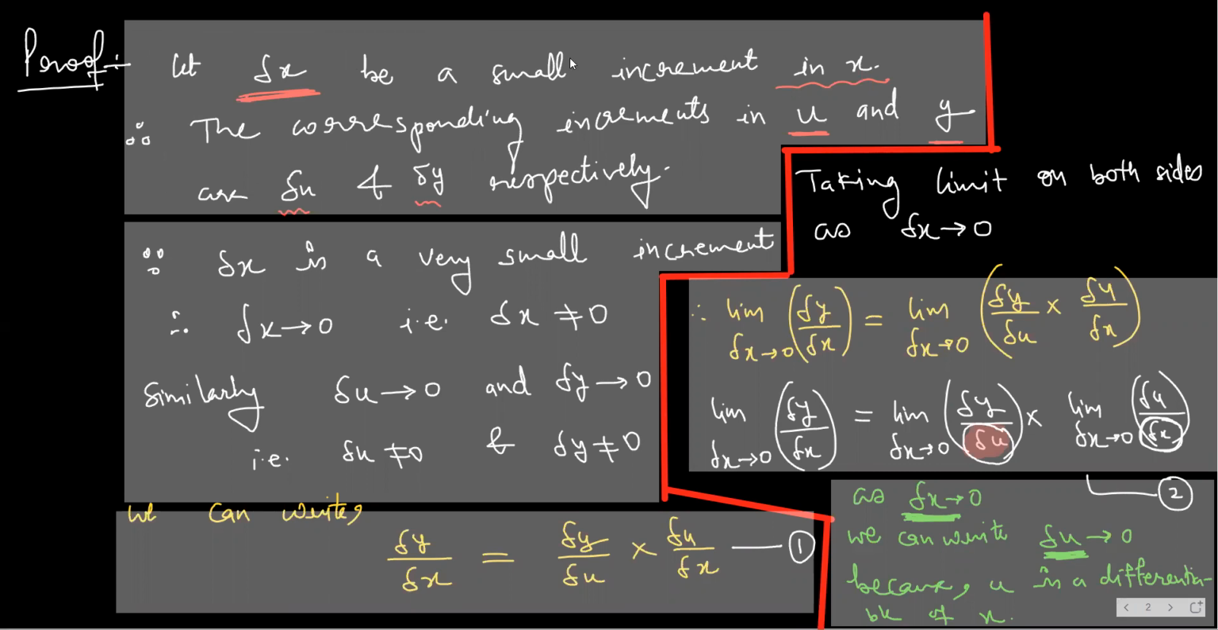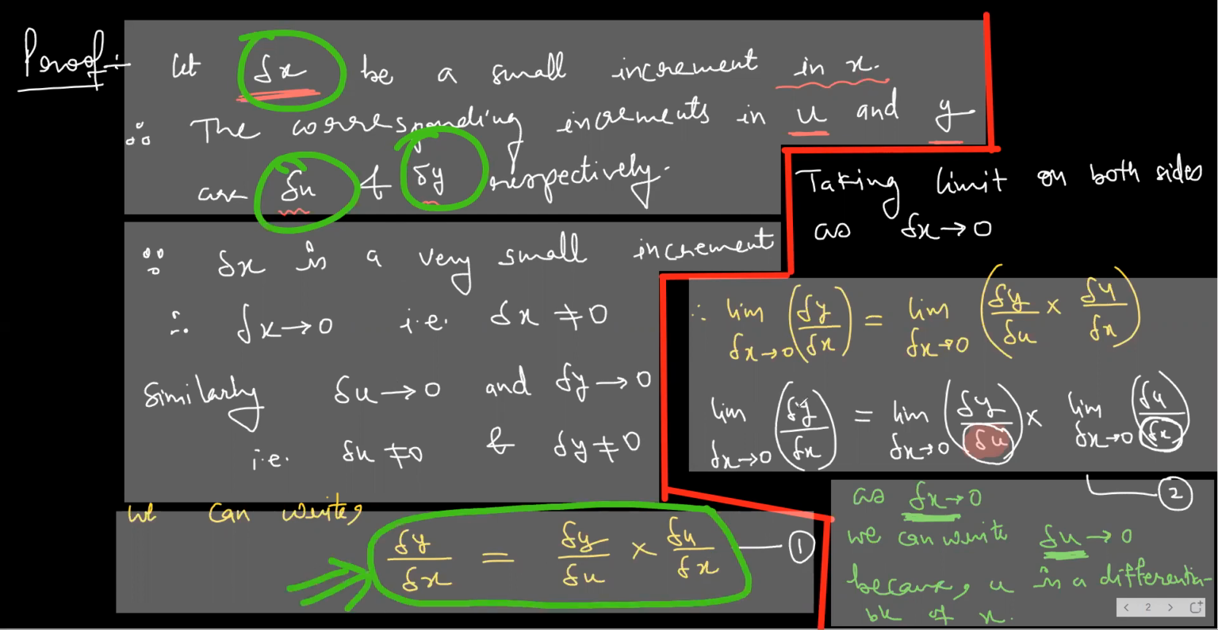The first step was to realize the basic variable, which was delta x. So you assume a small increment delta x in x. For that, the corresponding increments in u and y are delta u, delta y. Then you have to write that none of them are 0. They are all approaching 0, very close to 0. Then whatever they want you to prove, replace all d by delta and write this equation. Then you take the limit on both sides as the basic variable tends to 0.